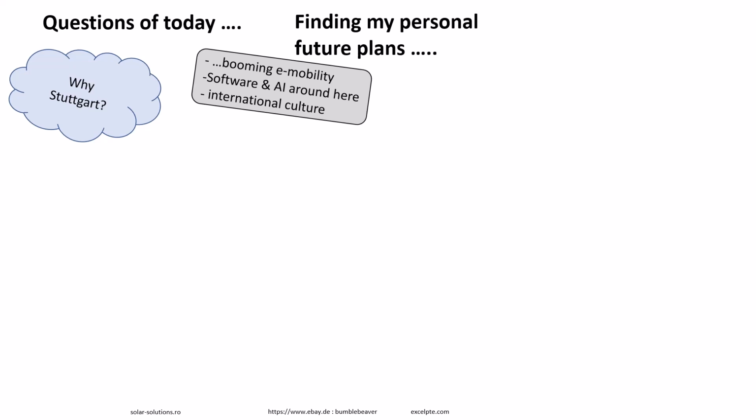Second, we have a huge group of new startups here, which are developing software and AI around here. So let's talk about stage 4 and 5 in self-governing and self-controlling cars, for example. And of course, our international culture here in Stuttgart.